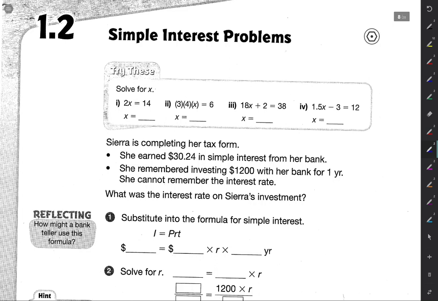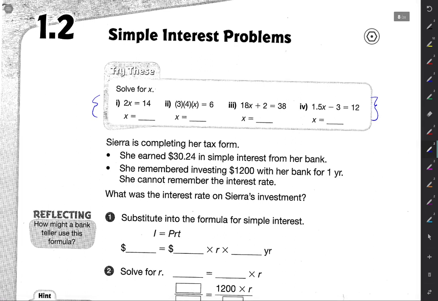In topic 2, we're going to continue looking at some simple interest problems. So just in this top section, they want us to solve for x. This is a little bit of a refresher for you. So what happens if you have 2 times x is equal to 14? How would we solve for x?